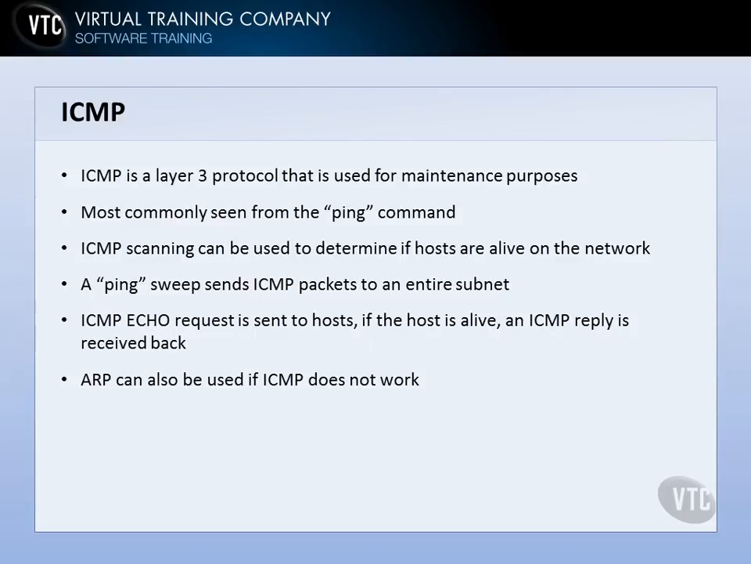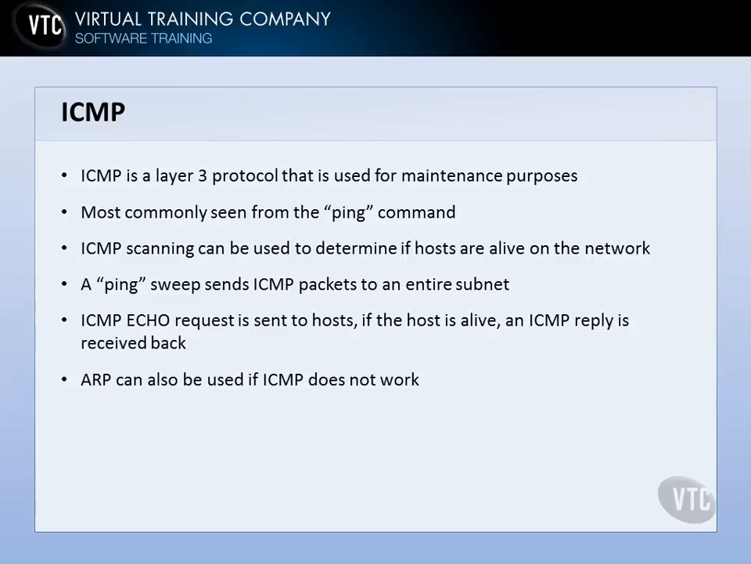Now, ICMP scanning can be used to determine if the hosts are live and up on the network, but beyond that, they don't really tell you what ports are open or closed, although, as I mentioned, with UDP, a certain type of ICMP response back can tell you if a port is closed or not. Now, ICMP is primarily used in terms of ping sweeping networks. You could send one to one host, but what you really want to do is scan an entire subnet with it. So that's called a ping sweep, and you would send ICMP echo requests to the host, and if the host is alive, you'll get an ICMP reply back.